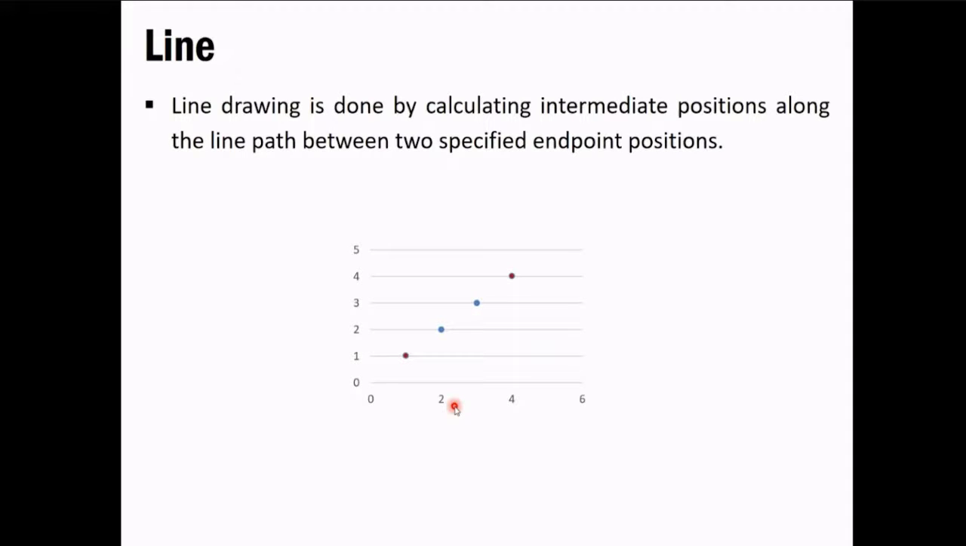Then what we have is the line. Line, basically you already know what it says. It is done by calculating the intermediate positions along the line path between two specified endpoints. As I told you, if you have two endpoints and the intermediate points in between also, then you'll easily be able to draw a line. Over here we have 4 points that would make up a line. This would be the starting endpoint, and another is the ending one. So in between, if you have this information, then you can easily draw a simple line.